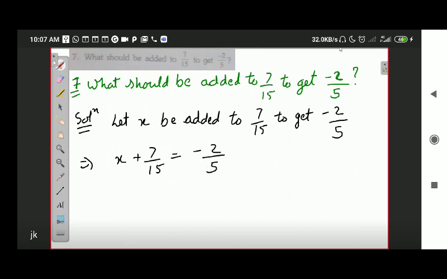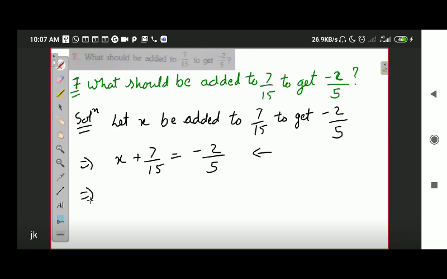This is a kind of word problem. In a word problem, we need to determine the value by applying some logic. The logic is, I don't know what should be added to 7/15 to get -2/5, so I imagine it to be x. On the basis of that, I formulate an equation, and on solving the equation, I can get the value of x. That should be the final result.